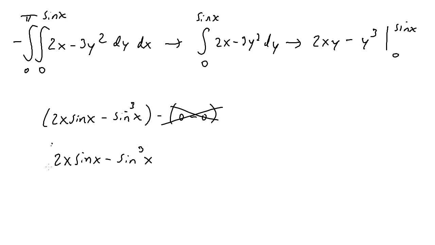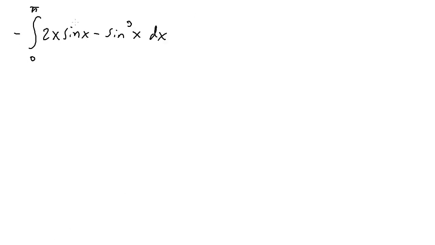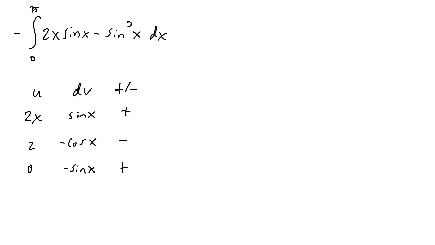Now I can evaluate the outer integral. We have a negative on the outside from 0 to pi with respect to x this time. Now in order to integrate 2x sine of x, we must use integration by parts. So I'm going to make my u column, dv column, and sign chart. So u is going to be 2x, dv is going to be sine of x, and then we have the plus sign on the first row. Then if I differentiate 2x, we get 2, and the derivative of 2 is 0. If I integrate sine x, it's negative cosine x, and if I integrate negative cosine x, I get negative sine x. We have plus, minus, and then plus. So now I can go ahead and write the integral.